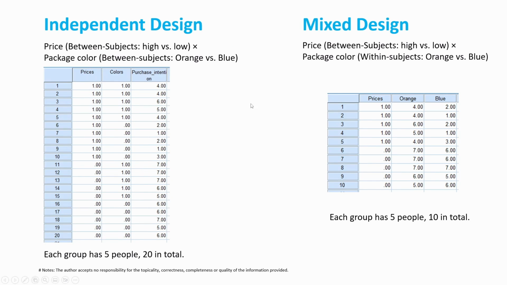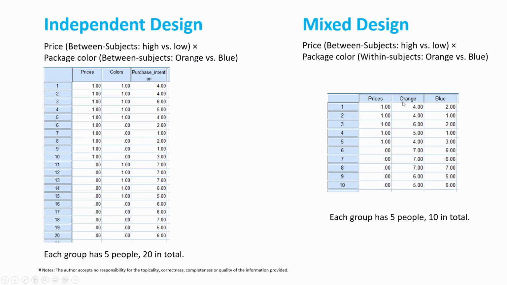If you go to SPSS, you can look at the data, you can see the differences. For the independent design, it has 20 people, yes, 20 rows of data. But the mixed design only has 10 rows of data. And you can also see the dependent variable is purchase intention, yes. So how price and color impact the purchase intention.